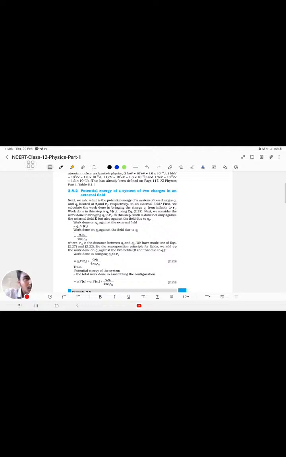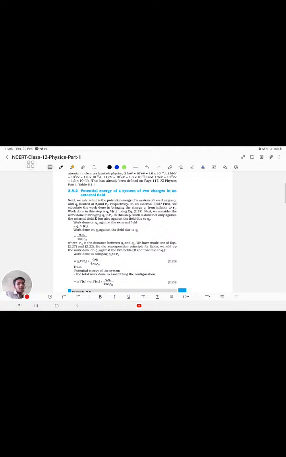In this step, work is done not only against the external field but also against the field due to q1. This means the work done on q2 against the external field is equal to q2 times V at r2, while the work done on q2 against the field due to q1 is equal to q1 q2 by 4 pi epsilon times r12, where r12 is the distance between q1 and q2.